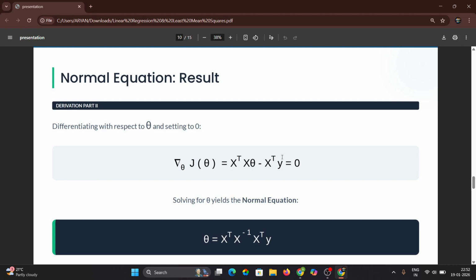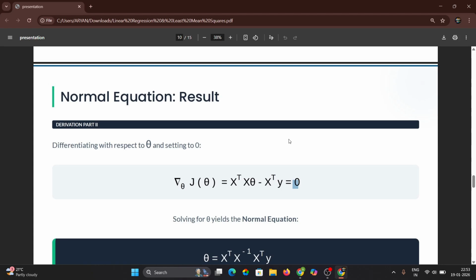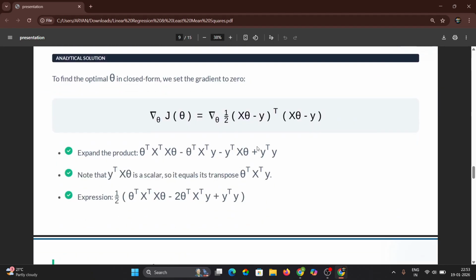Why are we putting it equal to 0? Because we want our cost, I mean our loss, to become 0. So we are putting 0 here because we want to minimize our loss. When we equate the differentiation to 0, we get the exact theta value which will minimize this cost function's value, through which we will get the minima of this cost function.